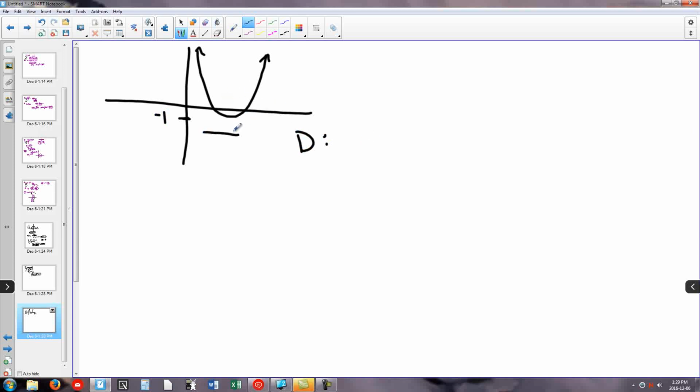Domain is always about right, left. And this graph will go to the left forever, it will go to the right forever. There's nothing that gets in its way. And so we're going to say from -infinity to +infinity. That would be all numbers that are possible.